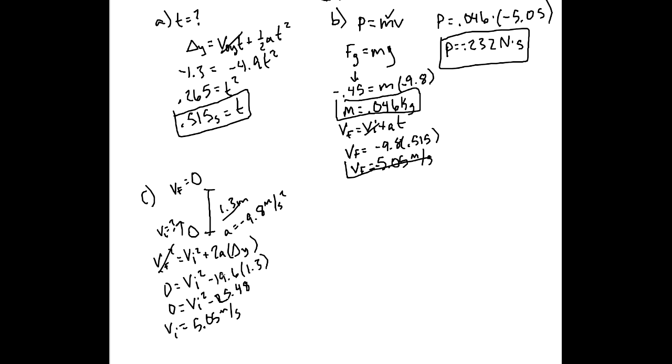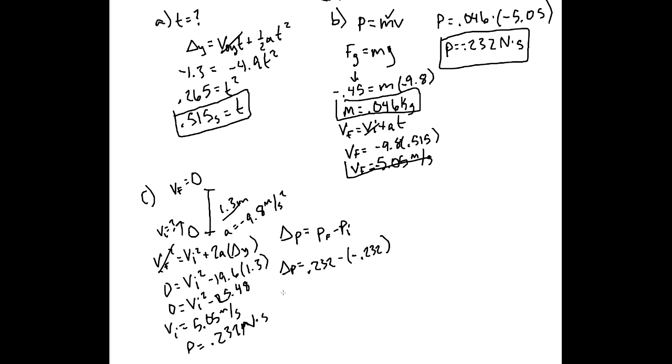So it is positive, which means my momentum is going to be positive 0.232 Newton seconds. Now, they asked us to calculate the change in momentum. Well, that is P final minus P initial. So my P initial was negative 0.232, and my P final was positive 0.232, minus a negative 0.232. So that, in a sense, doubles our momentum.